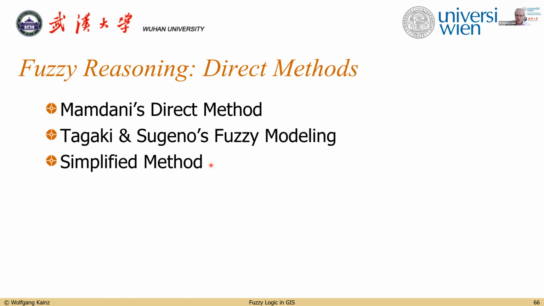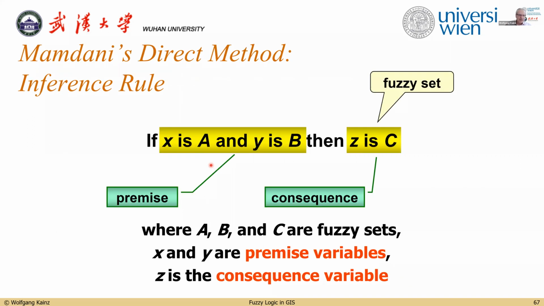Now let's look at how the rules are formulated in Mamdani's direct method. A rule is formulated in such a way: if x is A and y is B, then z is C. So we have here A, B, and C are fuzzy sets, and x and y in the premise are called premise variables, and the z in the consequence, or in the conclusion, is called the consequence variable. So this is the most general form of a fuzzy rule.